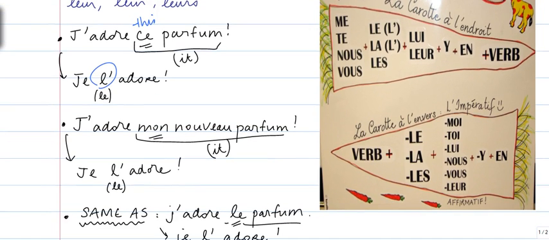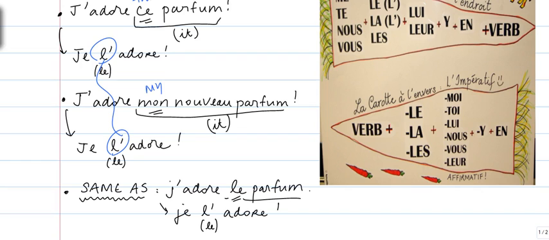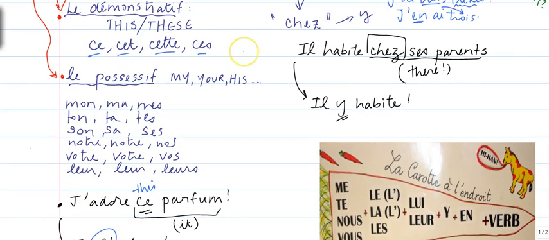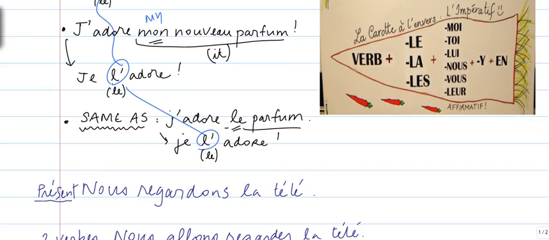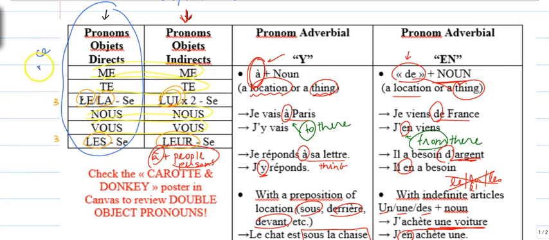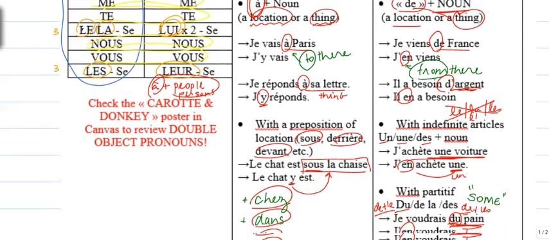Ensuite, using the possessive. J'adore mon nouveau parfum. I love my new perfume. I love it. Je l'adore. You see how it's the same answer? It's exactly the same as if you were saying j'adore le parfum. I love perfume in general. Je l'adore. Same thing. So don't get all confused when you see ce, cette, ces, do you remember these? That's this or these. Or if you see mon, ma, ton, ta, son, sa, don't get confused. It's just as if you were seeing le, la, or les. So use the direct object pronoun here. If you see ce, or if you see mon, the demonstrative or the possessive, same thing.